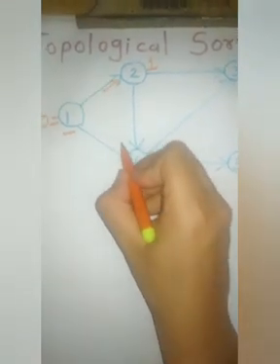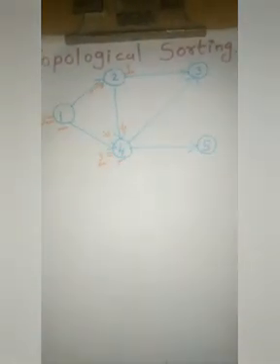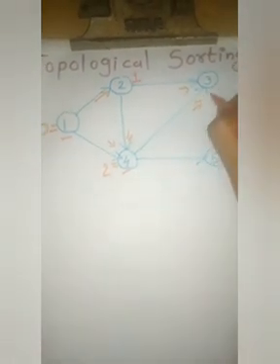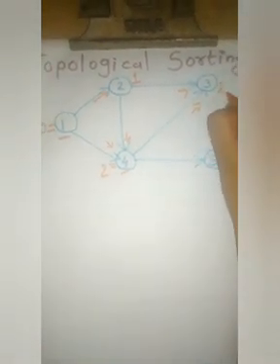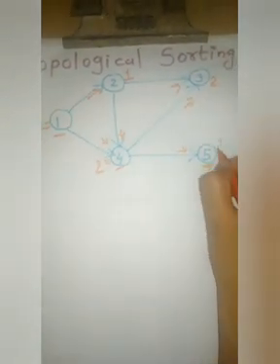For node 4, incoming degree is 2. For node 3, incoming edges are 2. And for the fifth node, incoming edges is 1.